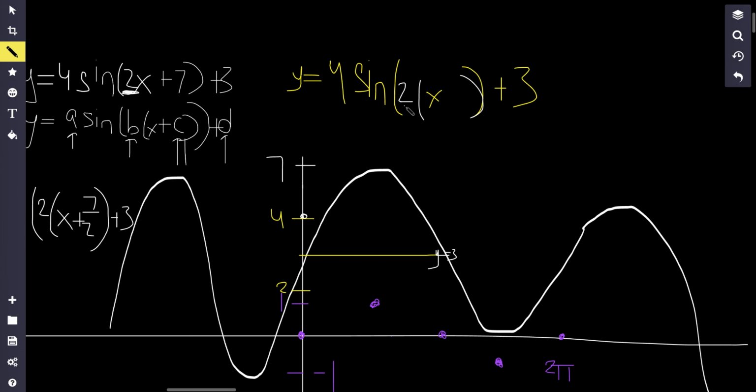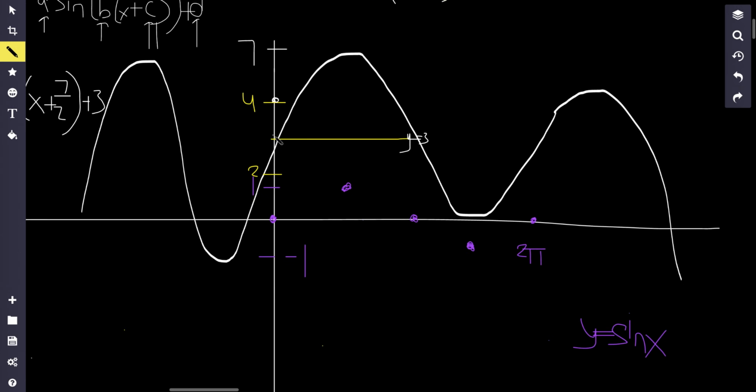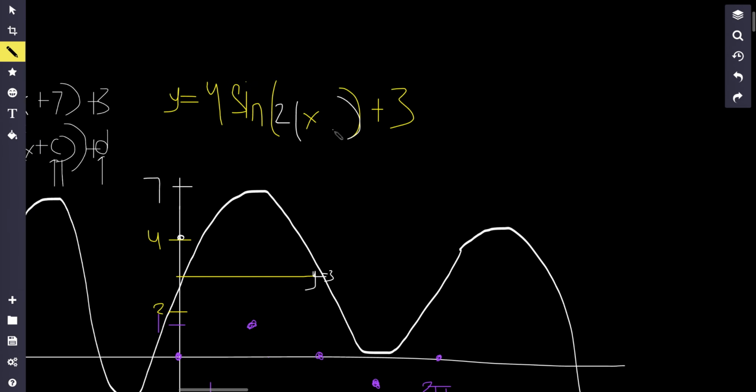Well, this coefficient in front of this x term is going to influence the period. Originally, we said the period is 2 pi, right? That's the distance between 2 consecutive points, or you can think of it as the distance of one cycle, when the graph completes one cycle. That's 2 pi units.